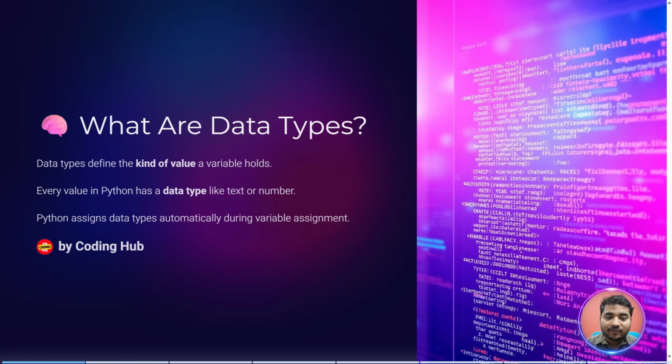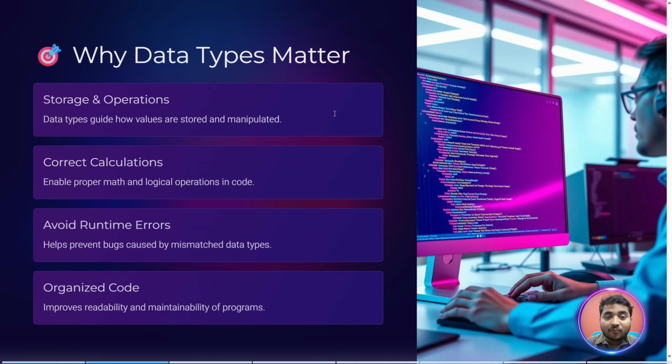Let's move forward. The next thing we have to learn about is why data types matter. The very first thing I was telling you about is storage and operation. It is very important that we only use those data types which are required, keeping in mind that we have to stop the wastage of memory. So, very important.